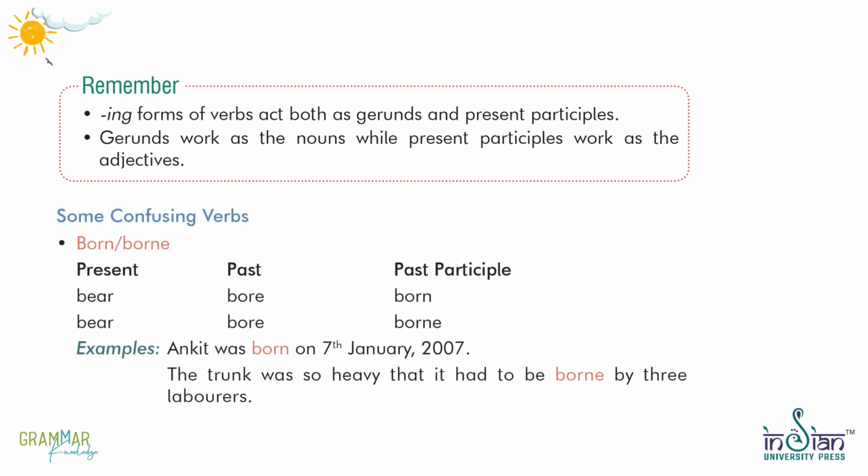Some confusing verbs: bear, born. Present, past, past participle: bear, bore, born; bear, bore, borne. Examples: Ankit was born on 7th of January 2007. The trunk was so heavy that it had to be borne by 3 laborers.